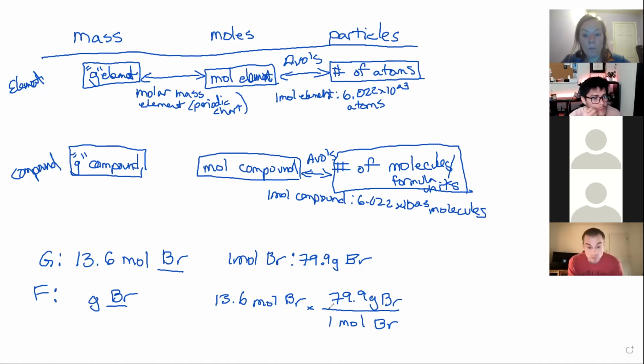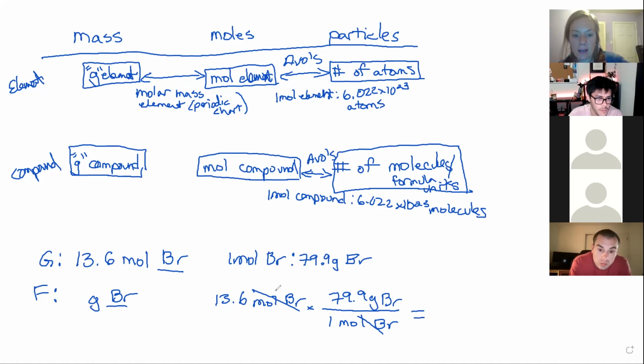Anyway, so back to this one. So the moles will cancel. And in this problem, we have to multiply the two values together. So 13.6 times the 79.9. Now, depending on if you used 79.9 or 79.904, how many decimals, your numbers might vary just a little bit. Okay. And that's okay. So don't get freaked out if like your number is like 100th off from mine. You will end up getting the answer correct on an exam.